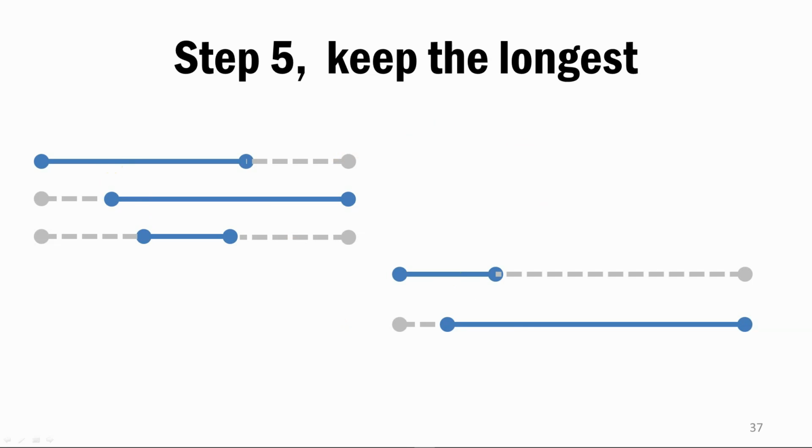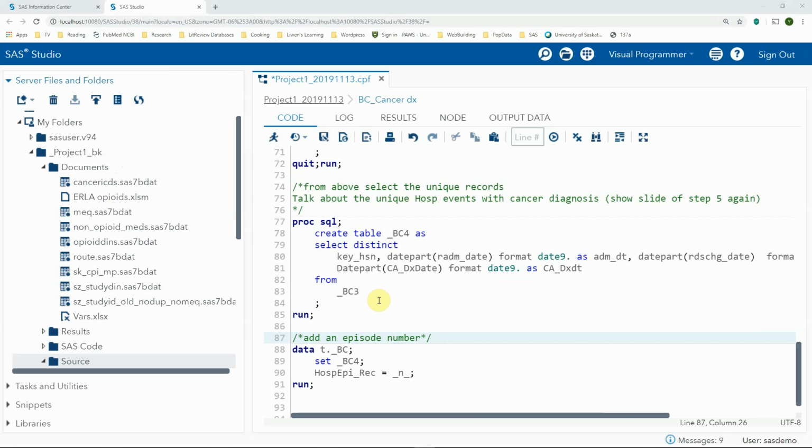Okay, so this is what we are going to do in the next step: select the distinct records of the patient ID, the admission date, which is the revised one, the discharge date, and the date of cancer diagnosis. Yeah, so that's what we're going to have there.